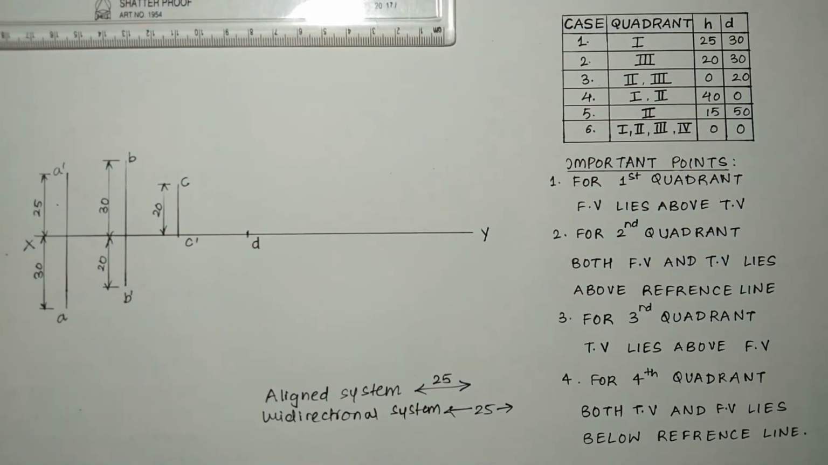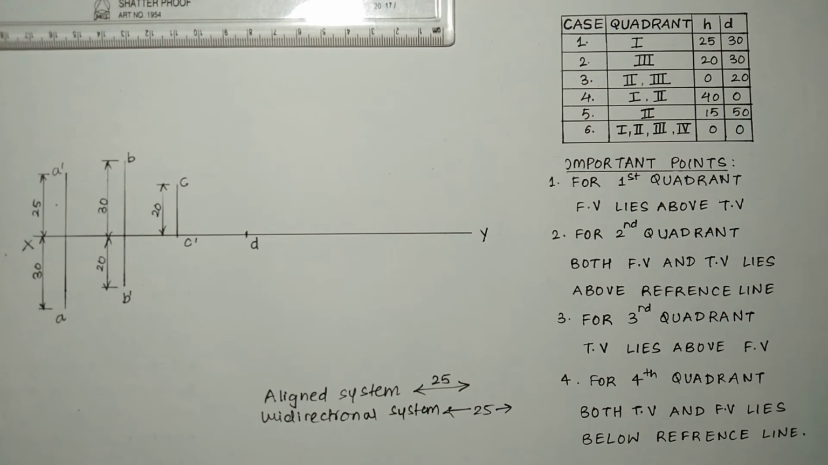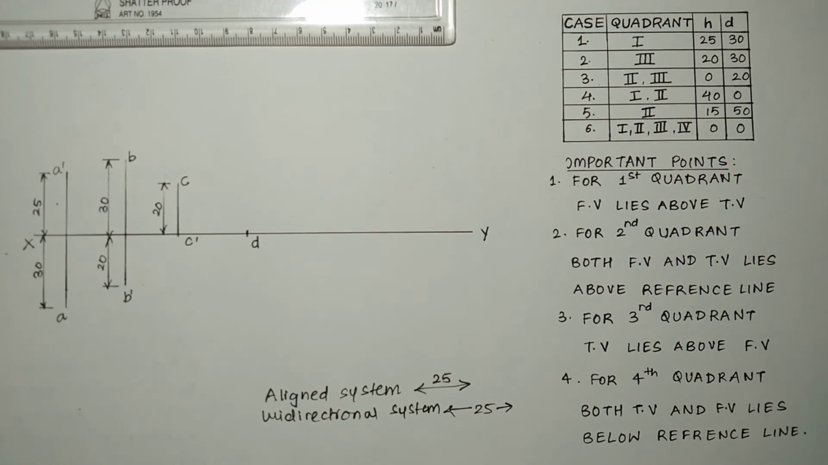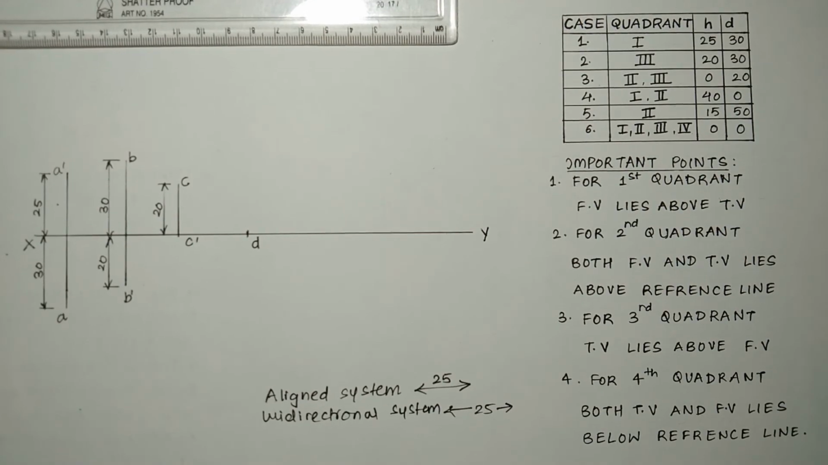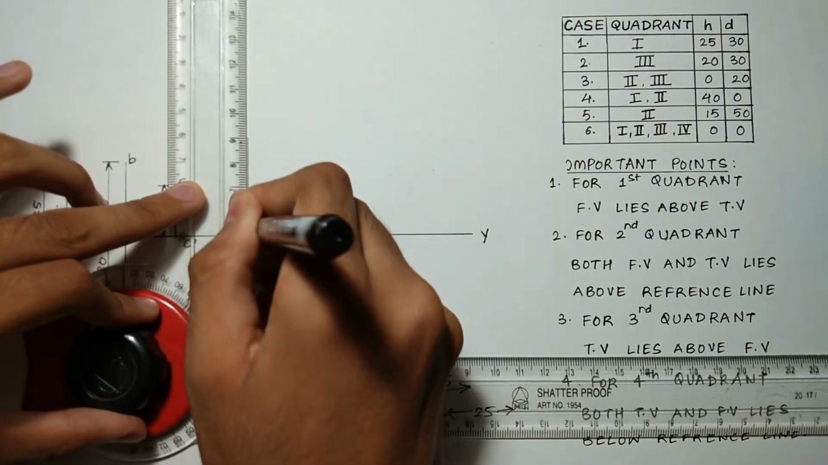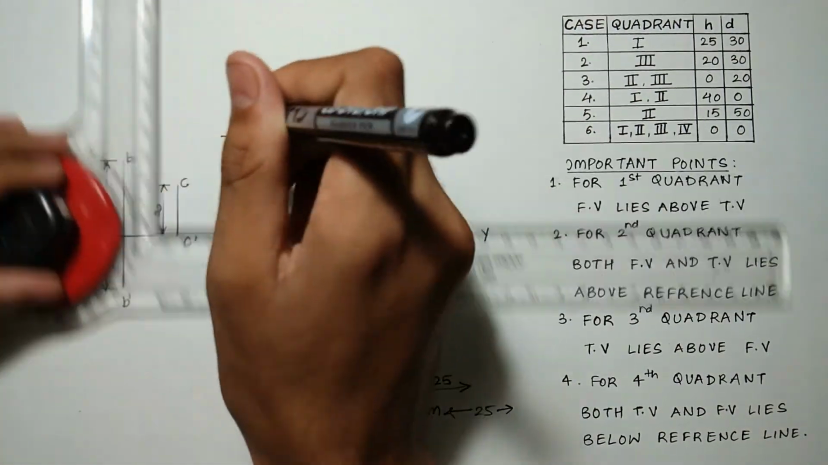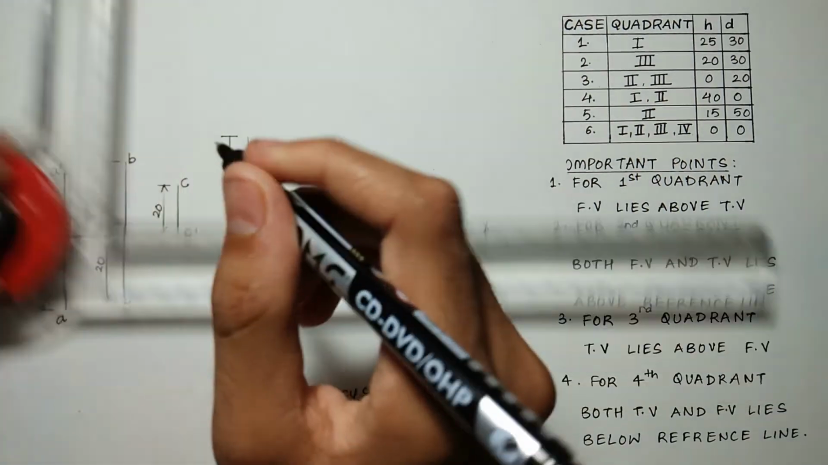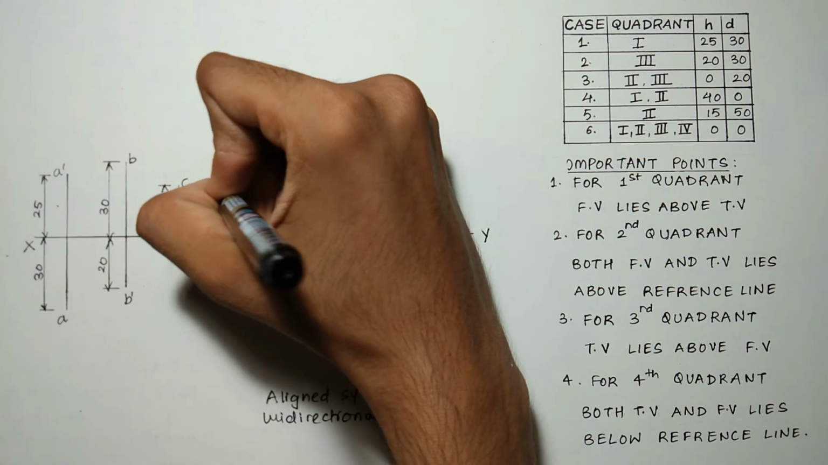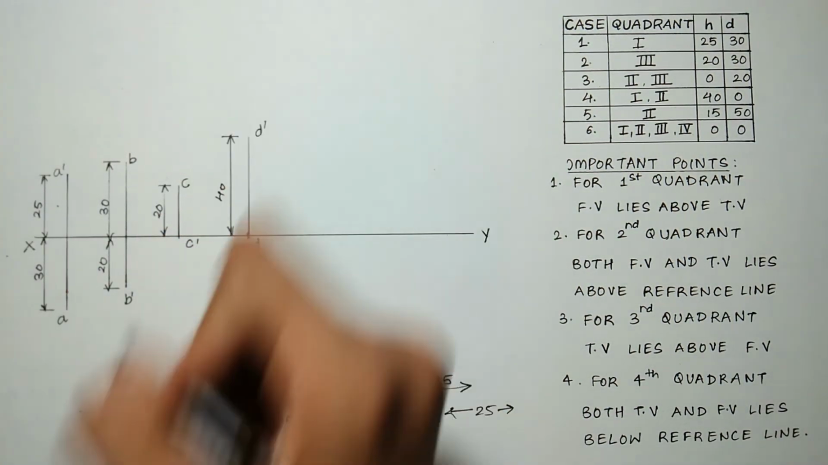Now, since in the first quadrant the front view lies above the top view, the front view must lie above the reference line only. Moreover, for the second quadrant, both the top and the front view lie above the reference line only. Hence our condition is going to be satisfied. So let us plot the distance h above the reference line. This distance is given as 40 mm. This point is mentioned as D dash.